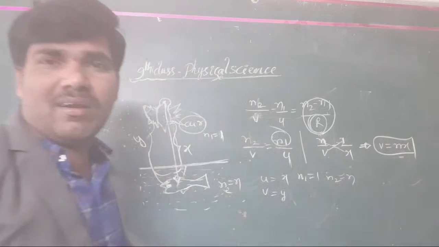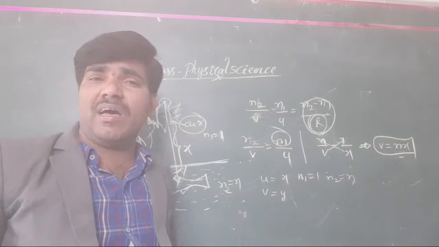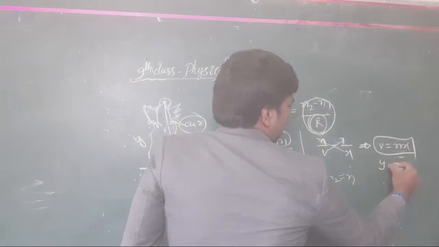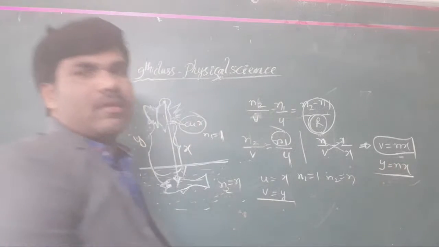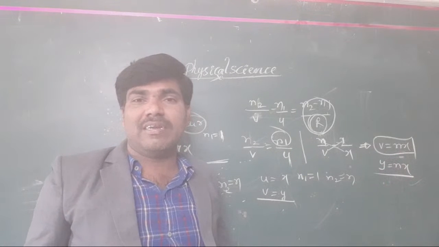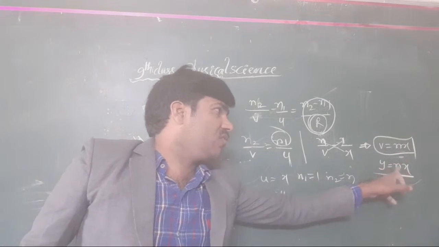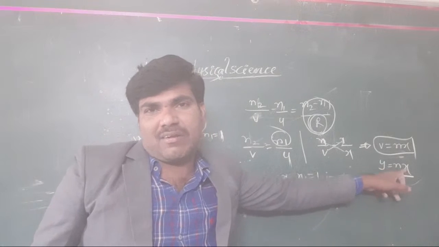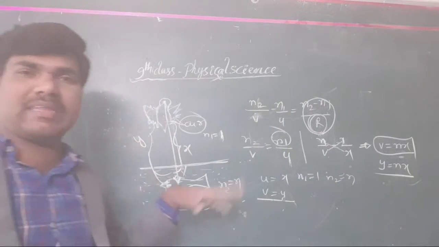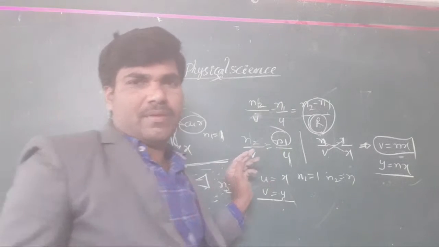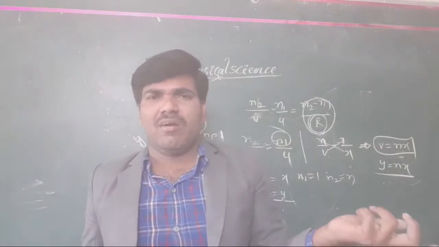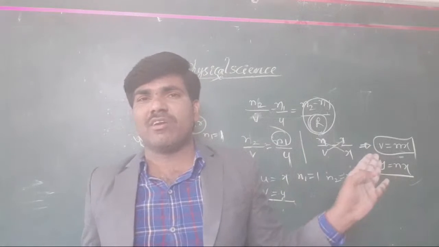What is v? V is the image distance. Here v is y. So y is equal to nx. It indicates that here y is not equal to x. Correct or not? Y is not equal to x means here y is somewhat greater than x only. It may not be equal to x. It may be either greater or lesser, but it is not equal to x.